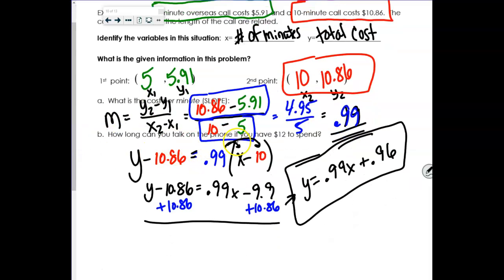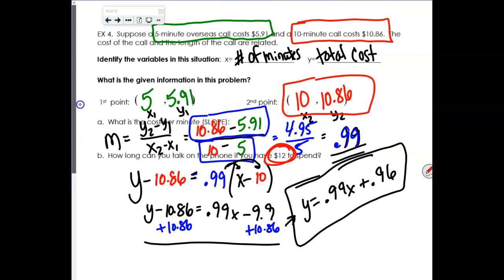So I don't think I actually answered the question yet. Somewhere buried under all my ink, there's a question that says, what if I only have $12 left? How long can I talk to mommy? Well, it's close to 12 minutes. Let's calculate it. So $12, that's going to go in for which variable? Where does money go, the x or the y? Yeah, it's the y. If you forget, go back up to your variable definition.